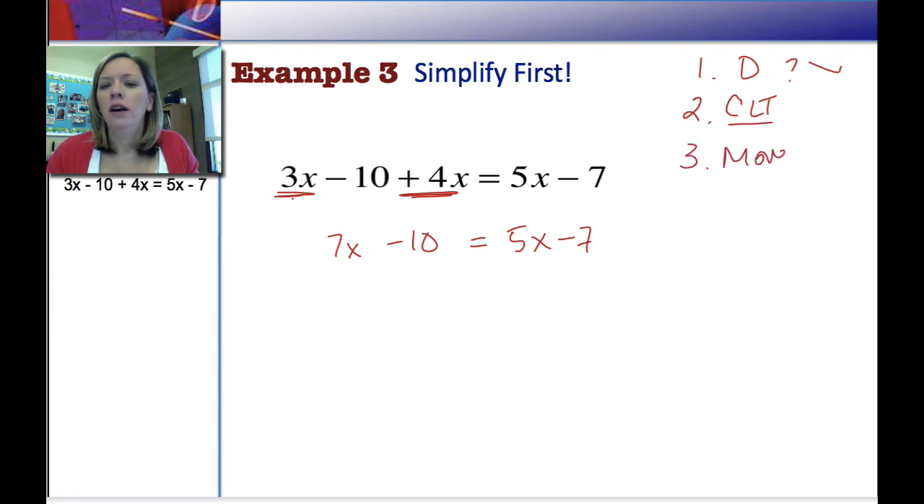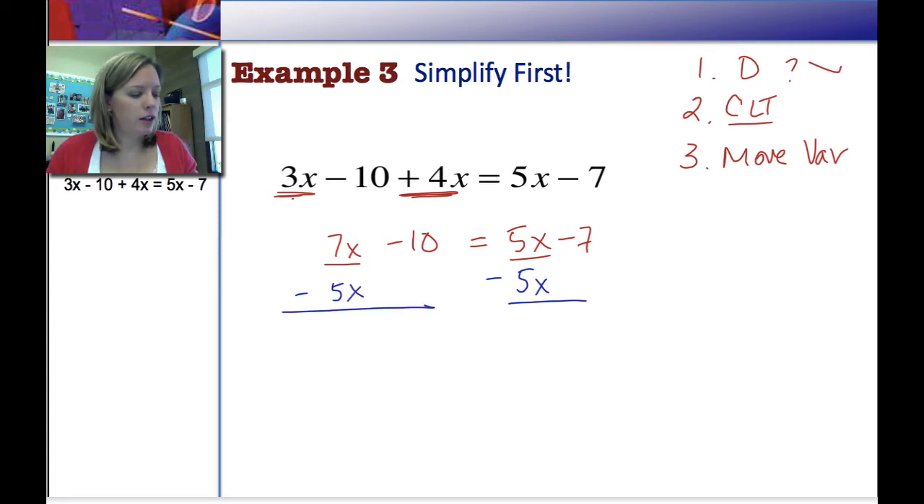Now I can move my variable. Which is smaller, 5x or 7x? 5x is smaller, so I will subtract 5x from both sides of the equation. There we go. 7x minus 5x is 2x. We still have minus 10 on this side. 5x minus 5x is 0, and then we have negative 7 on this side.